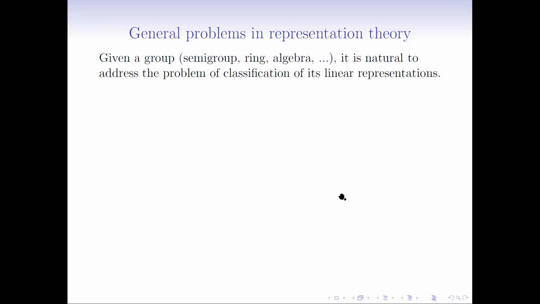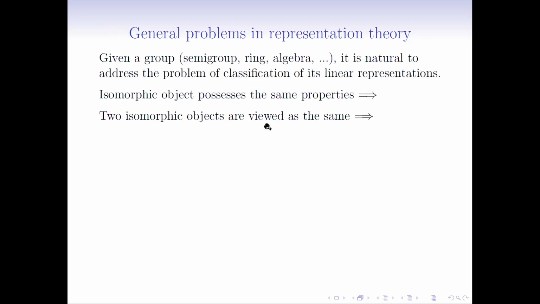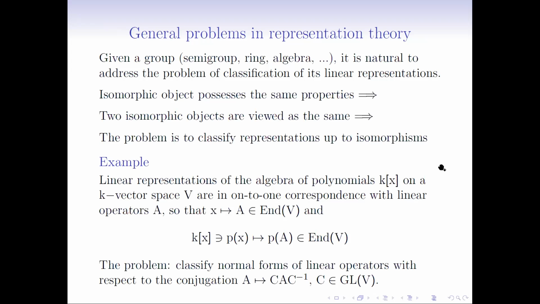So what are the general problems in representation theory? Whenever we have some algebraic structure, a group, a semigroup, a ring, an algebra, and so on, we consider modules of the structure. Then we should somehow classify the linear representations, see what a general one looks like. Let us notice that isomorphic objects possess the same properties, so we can identify them completely. Two isomorphic objects should be viewed as the same in a certain sense. So the problem is to classify representations up to isomorphism.